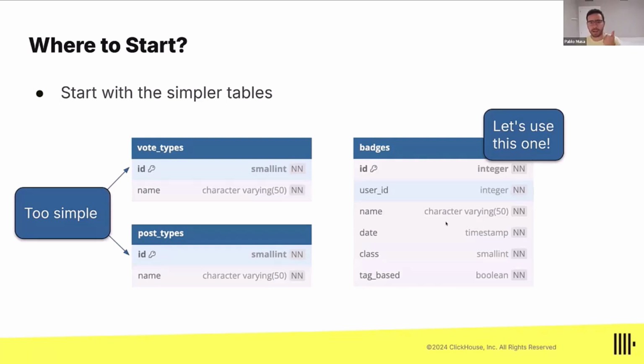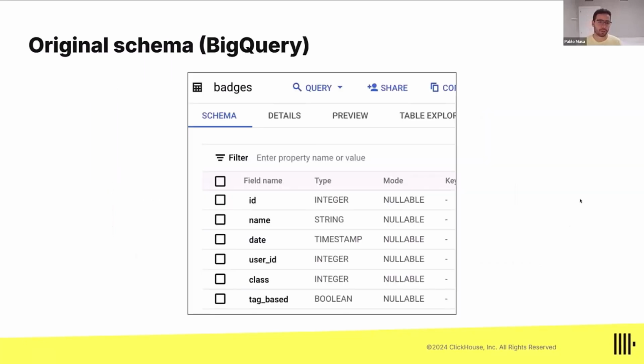So we have an ID, that's the badge ID. We have the user ID, which is the user that got the badge, the name of that user, the date it got the badge, a class, and a tag base. Actually, there's no data in there, so let's not bother. We can look into the original schema of BigQuery. We have ID, we have name, integer, string, timestamp, integer, and we can use those to actually model things in ClickHouse. What you're going to see is that they are all nullable within BigQuery, but within ClickHouse, we try to avoid making columns nullable.